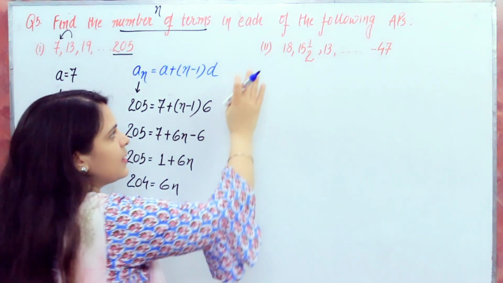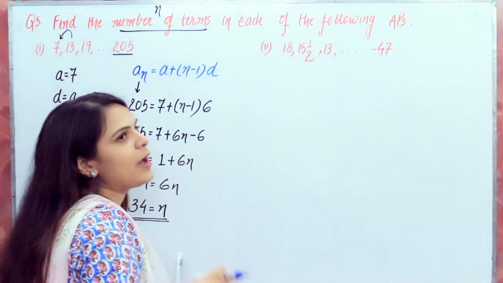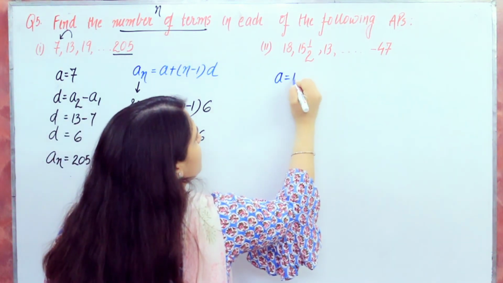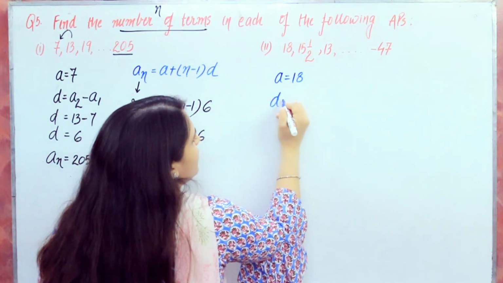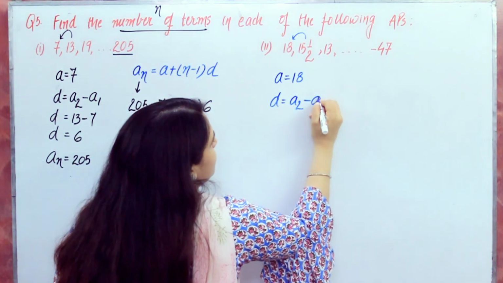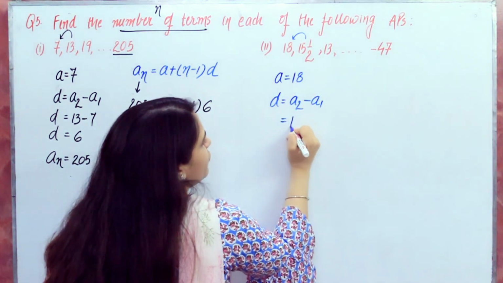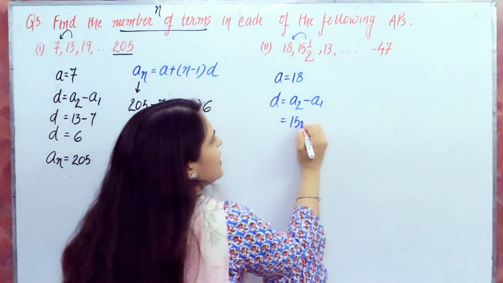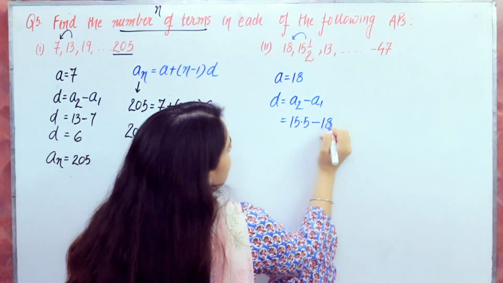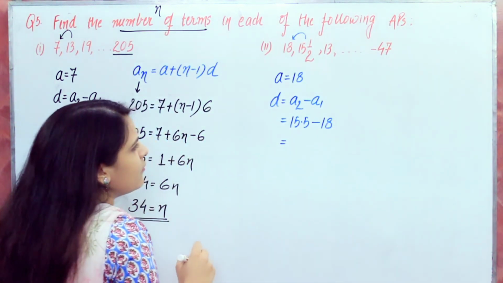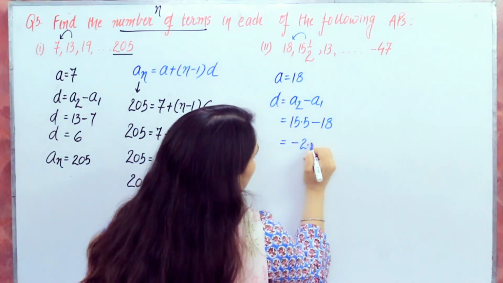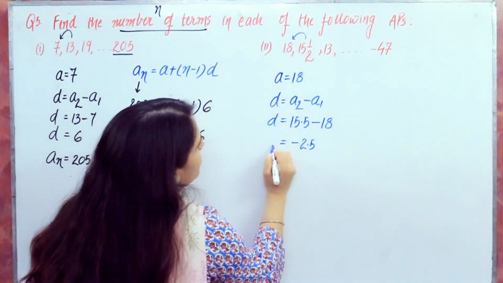Now we will solve our second part. They are similar. Again you have to find number of terms. In this case you have first term is equal to 18, and common difference you can find by using formula A2 minus A1. A2 is equal to 15 and half. So I'm going to write this as 15.5. It's one and the same thing, minus 18. So 15.5 minus 18 will be minus 2.5. That's our common difference.